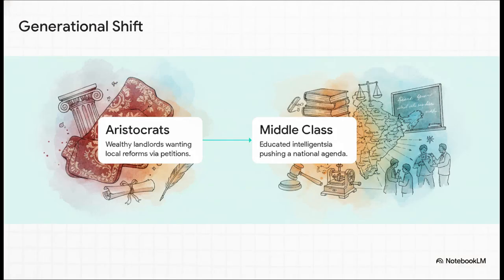You see, early in the 19th century, the political landscape was mostly dominated by wealthy landlords and aristocrats. Their approach was pretty conservative. They favored sending long, polite petitions to the British Parliament asking for minor, local administrative tweaks. But remember those British innovations we discussed? They had birthed a completely new demographic, the urban, educated, middle-class intelligentsia. We are talking about fiery lawyers, journalists, doctors, and teachers. They didn't just want local tweaks anymore. They had a much wider perspective and were ready to push a massive national agenda.